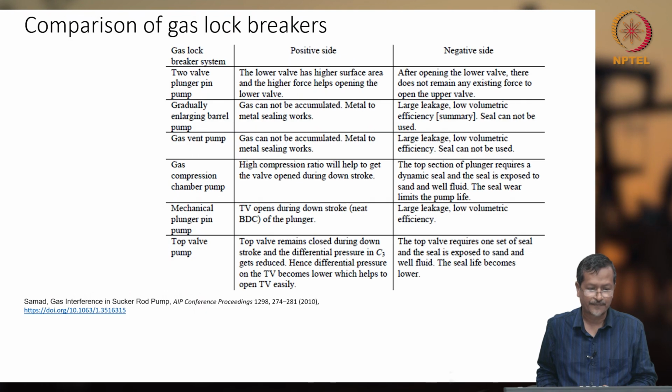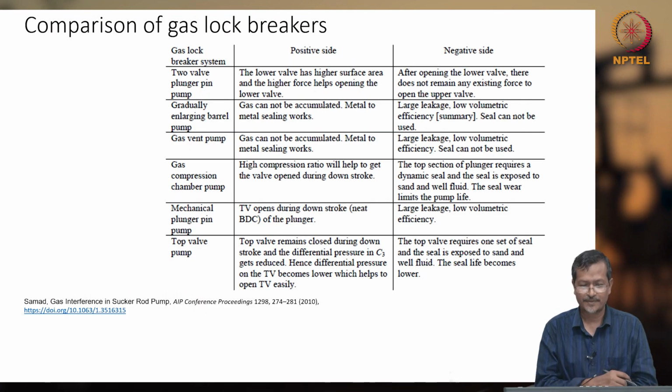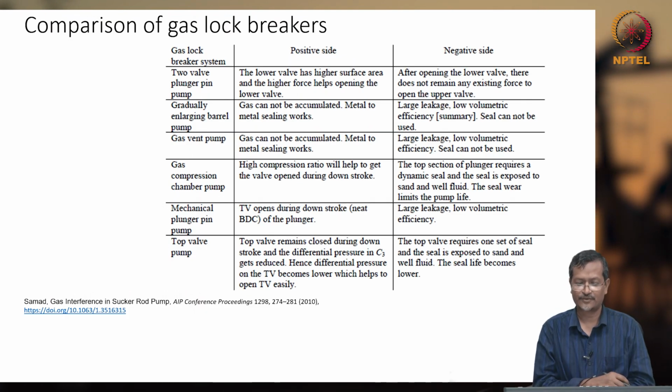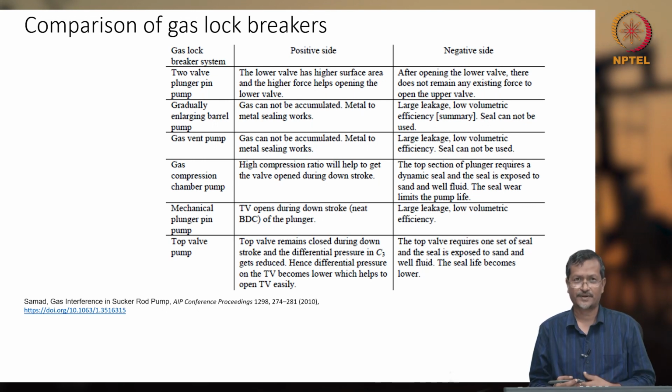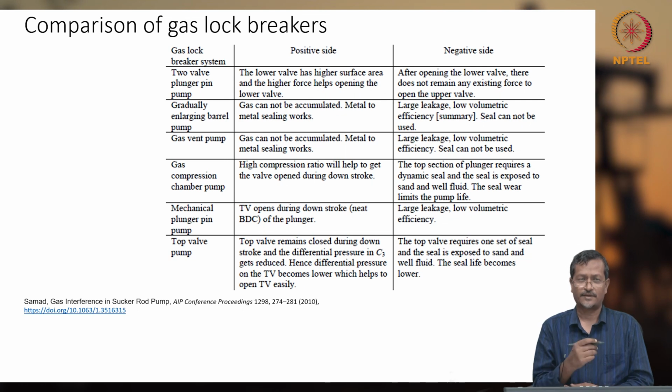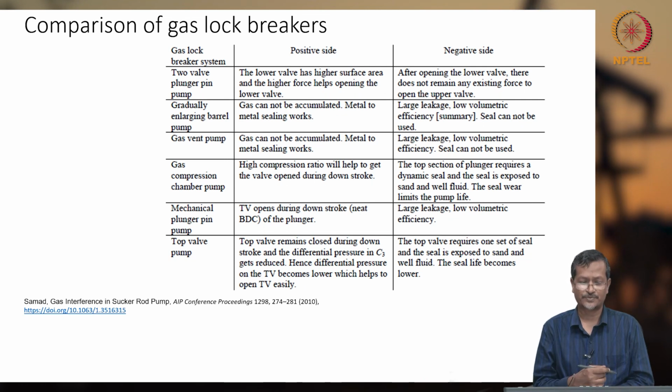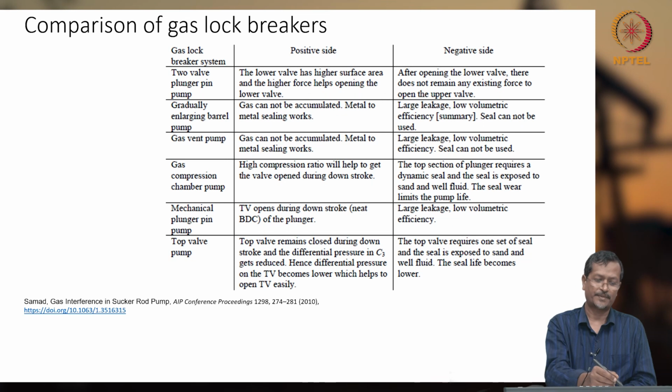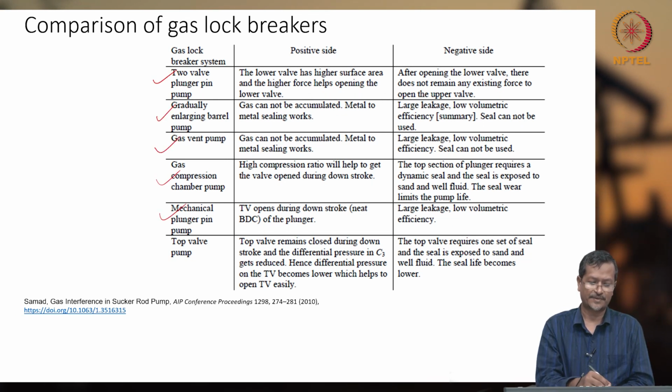I explained the key designs. This is done by me actually. So you can study and see whether there is any more addition you have to do. So, several gas lock breaker technologies are available, some in the form of patents, and some companies have produced products also: two-valve plunger, gradually enlarging plunger, gas vent pump, gas compression chamber, mechanical plunger pump, top valve pump.